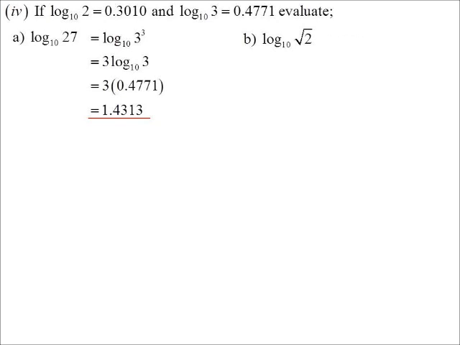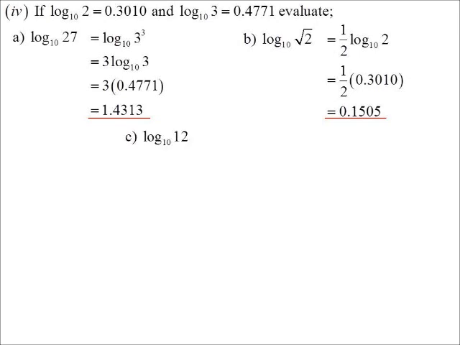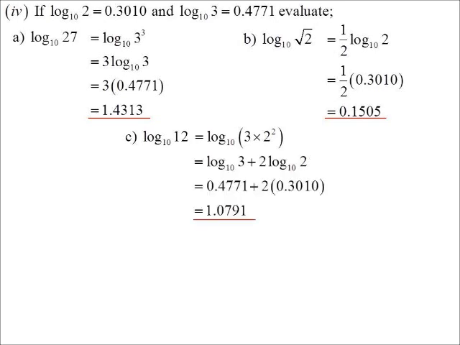Square root of 2, well, that I could rewrite as 2 to the power of a half. So that's a half log 2. So a half of 0.3010 is 0.1505. Log of 12. So how do I get 12 out of 3 and 2? Well, 12 is 4 times 3. 4 I could rewrite as 2 squared. So I get log of 3 plus 2 log 2, and then I can substitute in the known values for those.